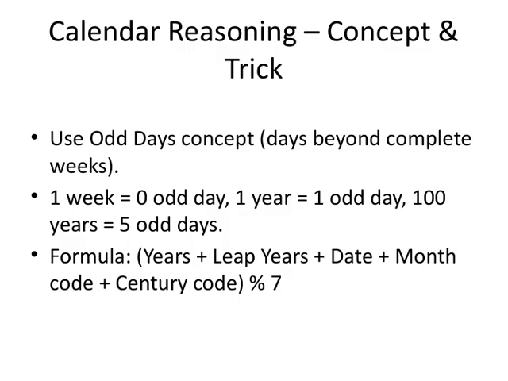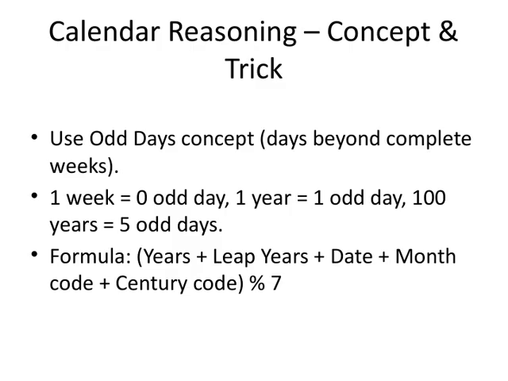Let's talk about the calendar reasoning concept and a useful trick to simplify calculations. The key idea here is the odd days concept, which focuses on days beyond complete weeks. Essentially, when we count days, we're interested in how many days spill over after accounting for full weeks. For example, 1 week has 0 odd days because it completes exactly 7 days. Similarly, 1 year has 1 odd day, and 100 years total up to 5 odd days. Now, to make calculations easier, we use a formula that combines several components: the number of years, leap years, the date, the month code, and the century code.